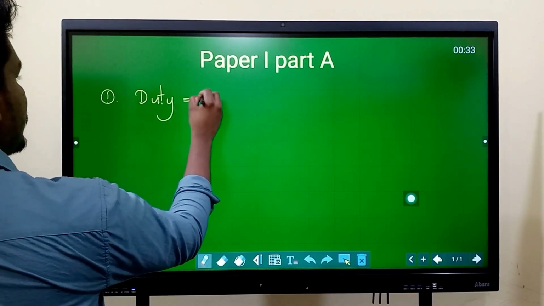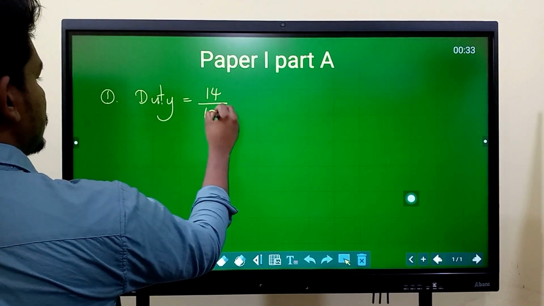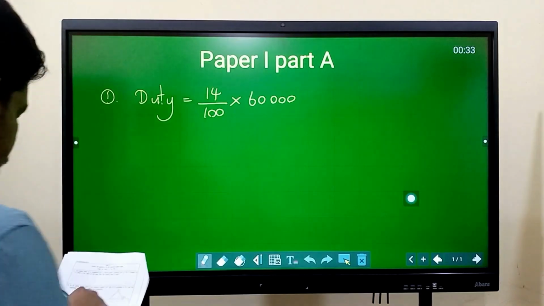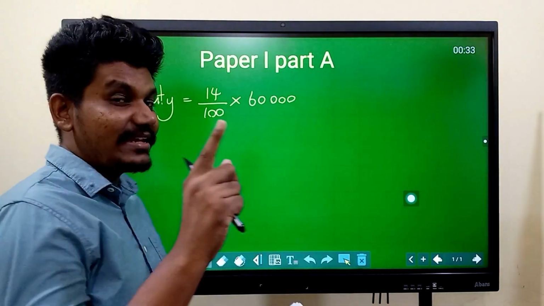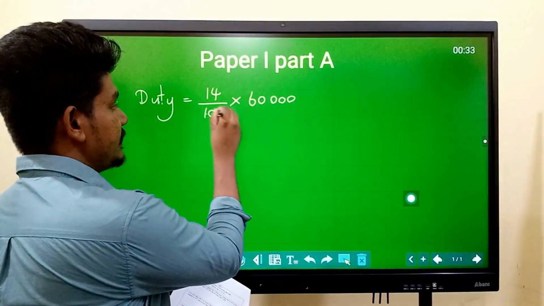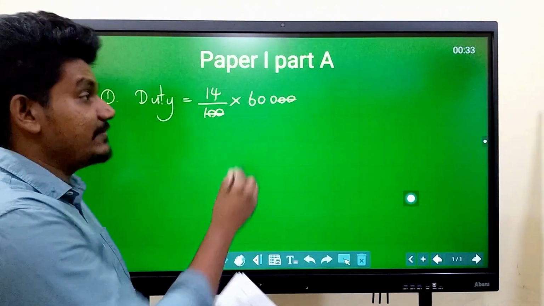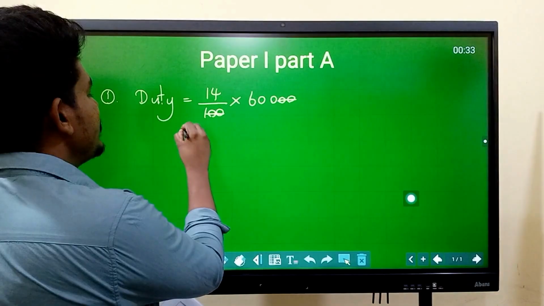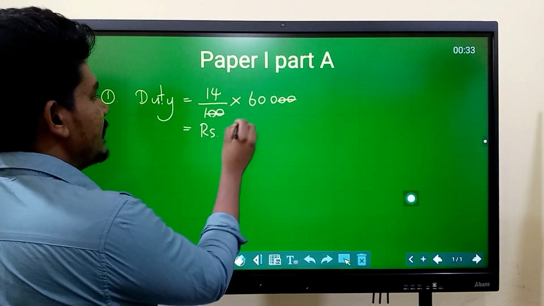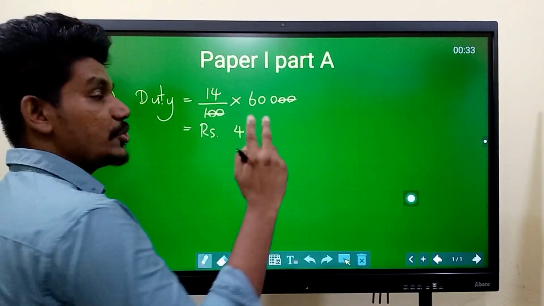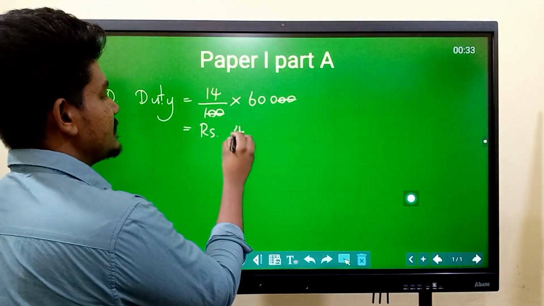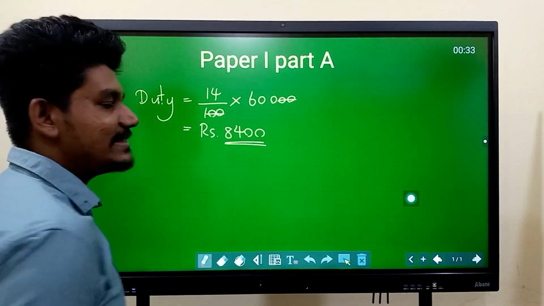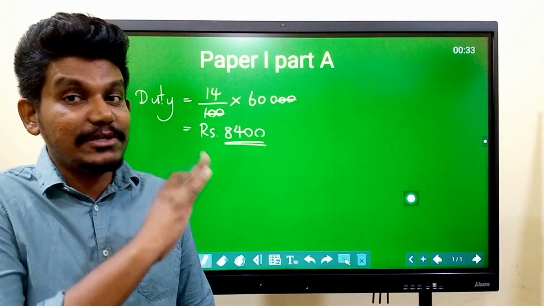The duty amount is 14% of the value, 60,000 rupees. Then we can cut off 2 zeros. Here we can cut off 2 zeros. Then we multiply 600 by 14. 6 times 4 is 24, 2 remaining. 6 times 1 is 6, plus 2 is 8. And 2 zeros, so it will be 8,400 rupees. This is the duty amount.